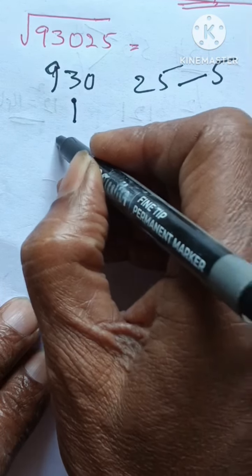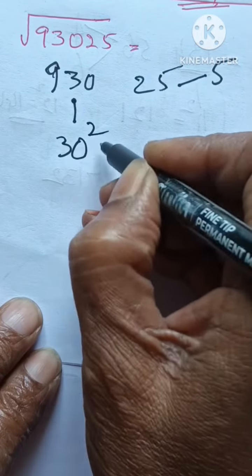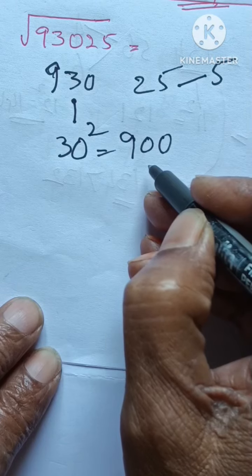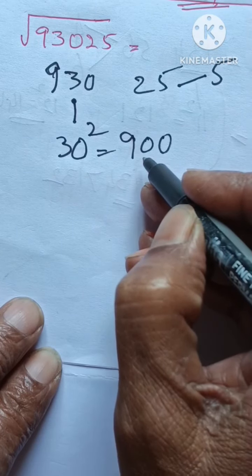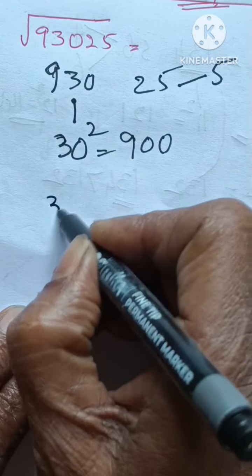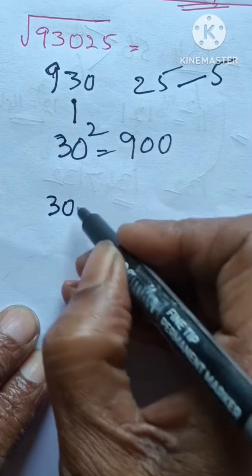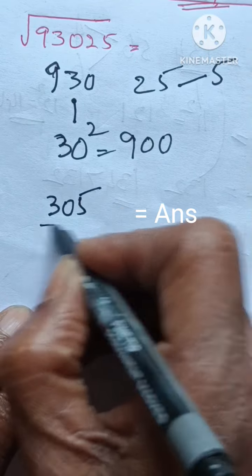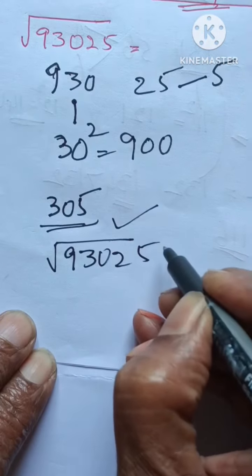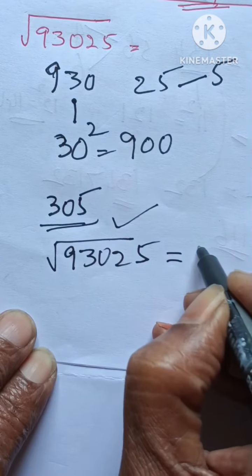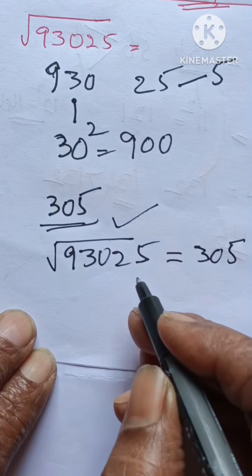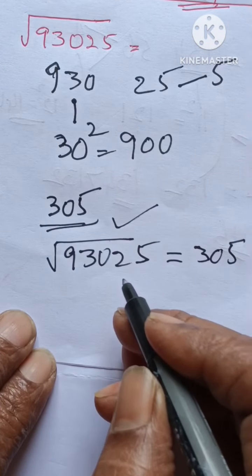30 square is equal to 900, and 900 is a perfect square just below 930. The square root of the first part is 30 and the square root of the second part is 5. So the square root of 930 25 is equal to 305. Very simple. Just 5 seconds లోనే మనం దీన్ని సాల్వ్ చేయగలరు.